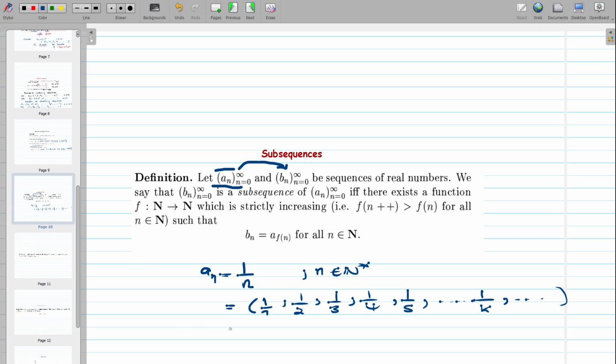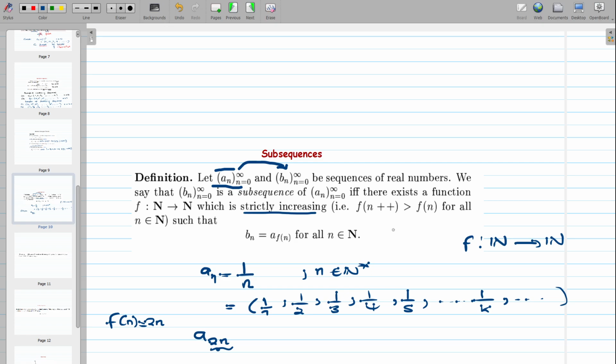Then if we extract the sequence a sub f of n, there's one thing that we are supposed to respect about this function. Here we have a function f of n equal to 2n. According to this definition, this function has to be a mapping from the set of natural numbers into the set of natural numbers. And this mapping has to be strictly increasing.